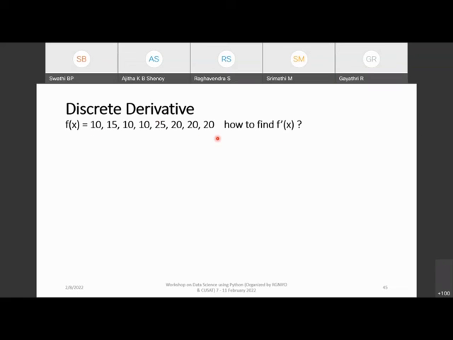Now how to find the derivative of a discrete function? That is the question. Does anyone know the answer for this? Has anyone studied this? Because whenever you have an analytical expression, it is easy to find f dash x.